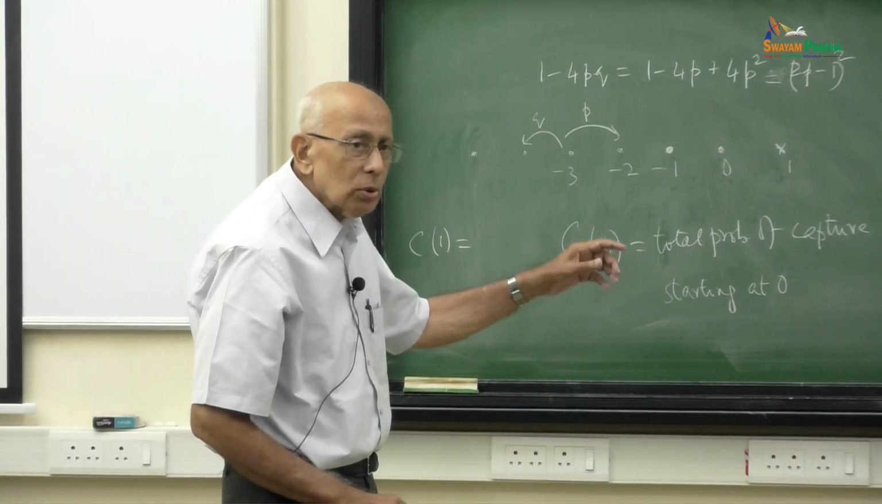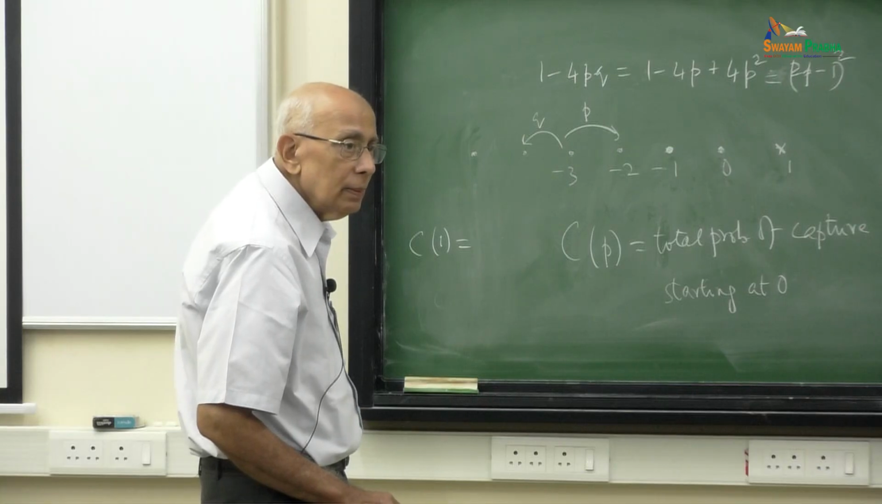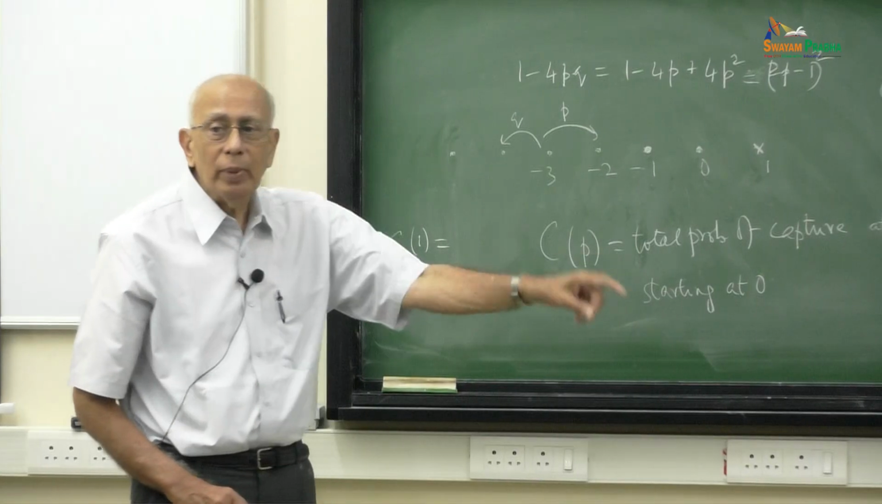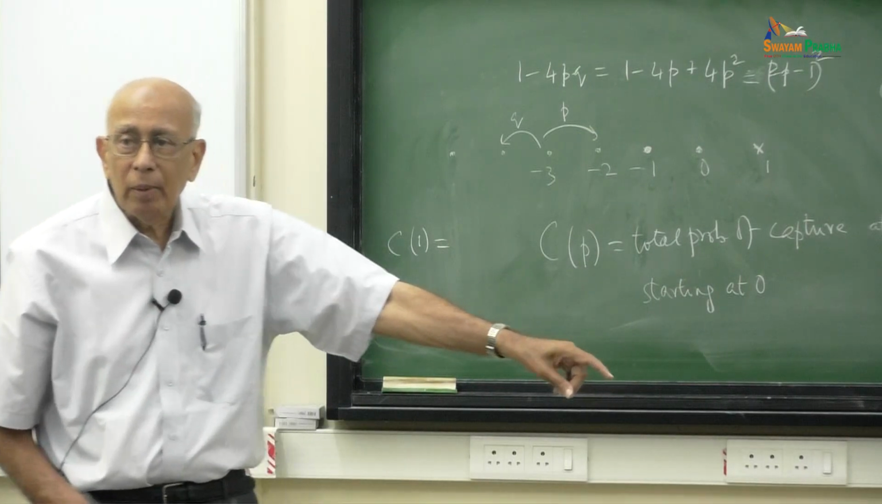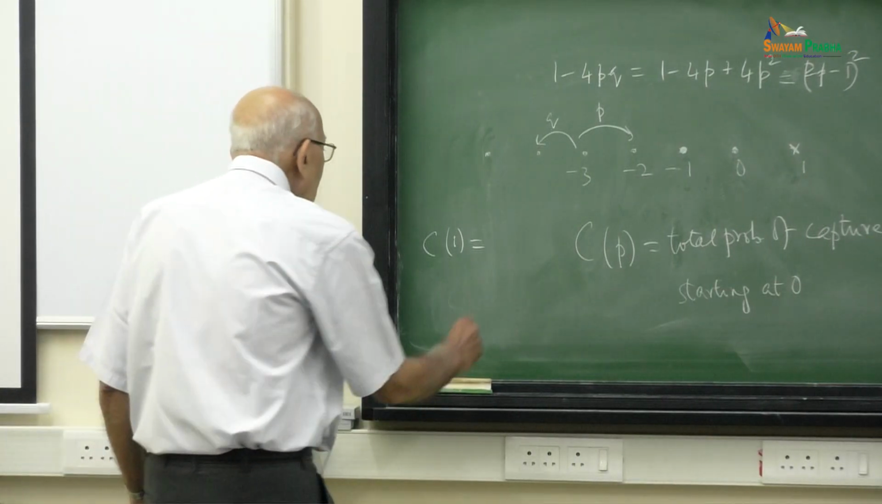Yeah, I'm going to do that slowly, we'll see. But what is C of 1? Suppose you're definite to jump always to the right, then what's the probability of capture? It's definitely 1, right? So C of 1 is equal to 1.